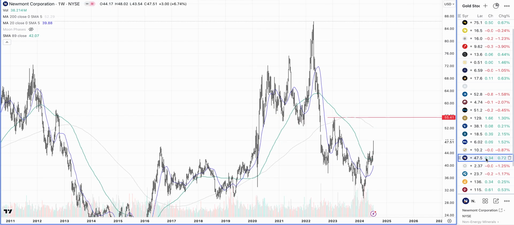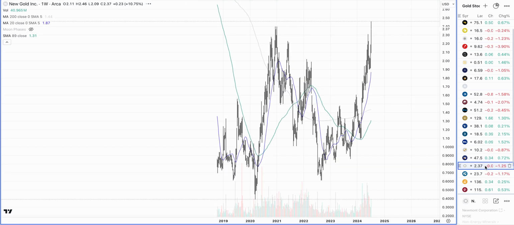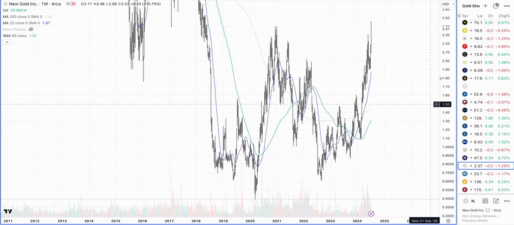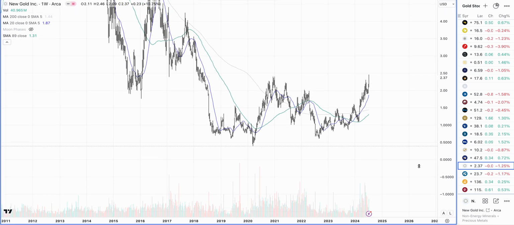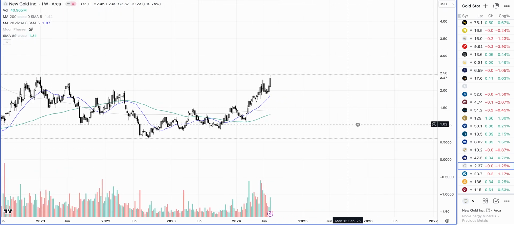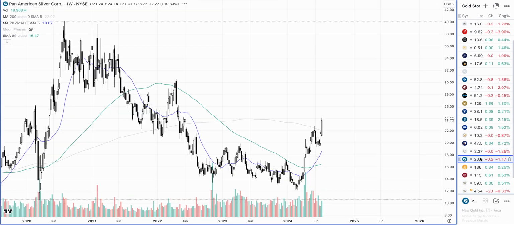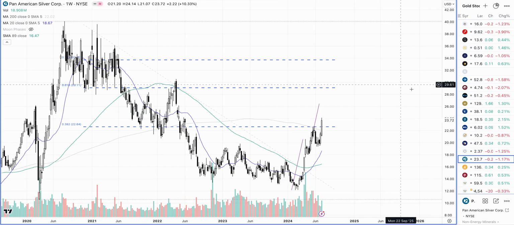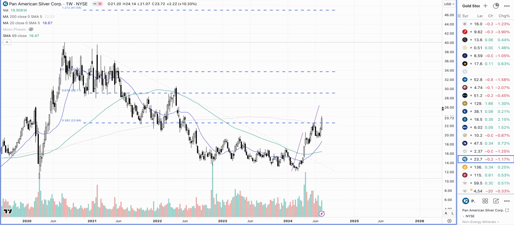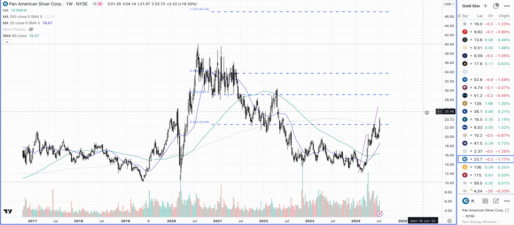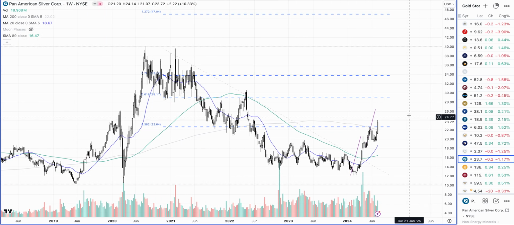Then I'm going to take a look at Newmont. We have already done that. This is New Gold. I don't know much about this stock, but it also had a good day last week. What is this one? This is Pan American Silver. Okay, so this is really interesting. We have already had a look at Pan American Silver before, and the chances are it's actually going for the 61.8% retracement, so about $29.